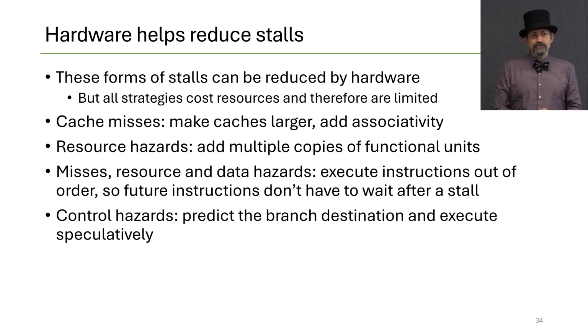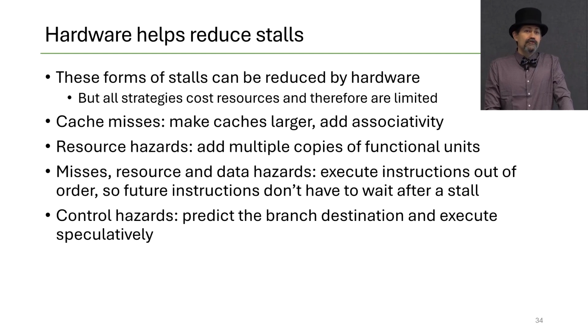On the other hand, if we add associativity, then we can allow two lines that would map to the same place in the cache to coexist in the cache. That would be an associativity of 2. And we could also have associativity of, for example, 4. Beyond that, it gets too expensive because we have to manage all the different cache lines that could be associated in a particular place. Resource hazards can be addressed by adding multiple copies of functional units.